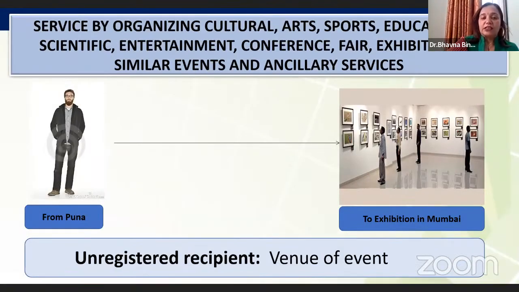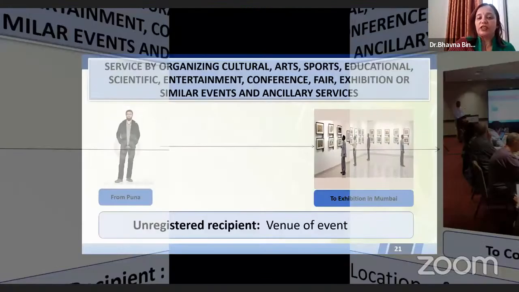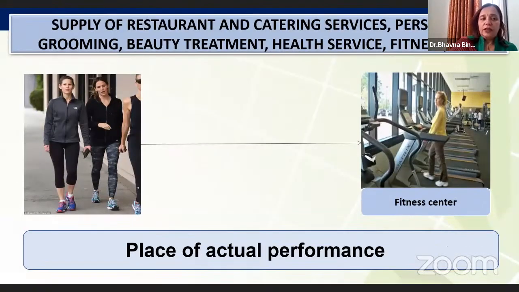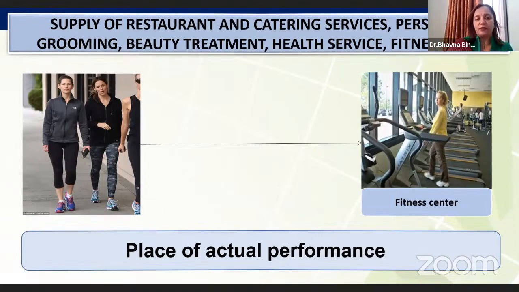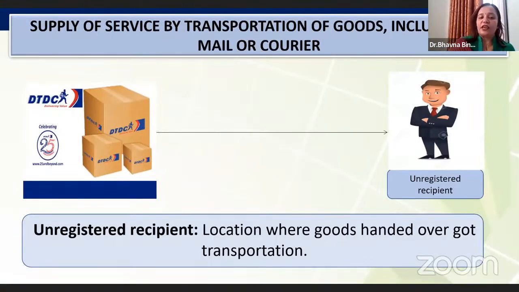Yes, if I'm organizing some event, if some event is being organized and I'm providing services for that event, like for fair, for exhibition. If the receiver is a registered person, the location of the recipient, and if the receiver is a non-registered person, the venue of the event. If I'm taking services from restaurant, the place where the actual performance is given. If I'm taking services for the beauty parlor, the place where the actual performance is given. If the service is provided for the transportation of the goods, then the location of the recipient. And if he is an unregistered person, location where the goods are handed over for the transportation.